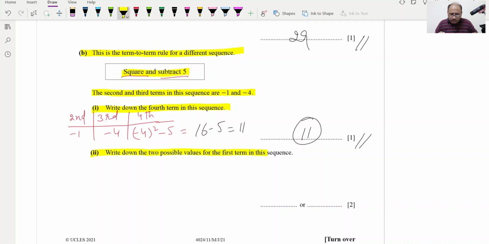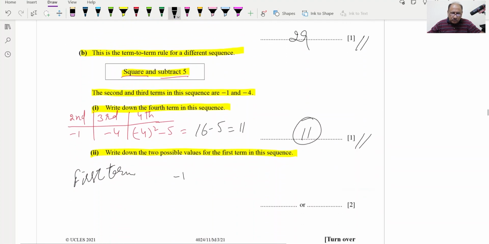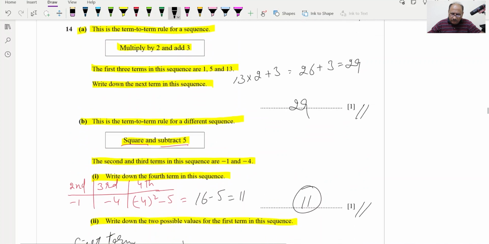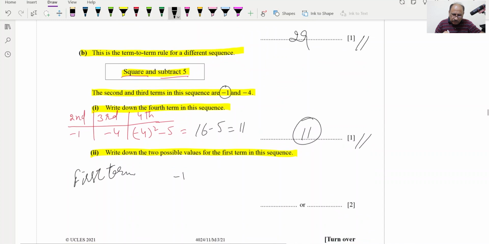Write down the two possible values for the first term in this sequence. So two possible values for the first term will be what? First term we can find, which will be minus 1 plus 5. We have minus 1 as the second term. So when we go to the previous term, instead of subtract 5 we will add 5, because we are going to the previous term.